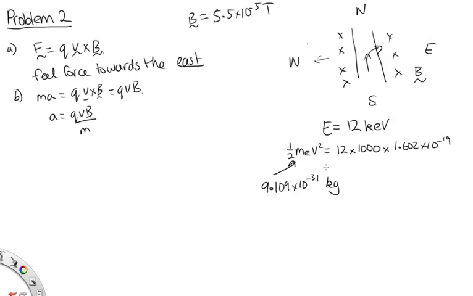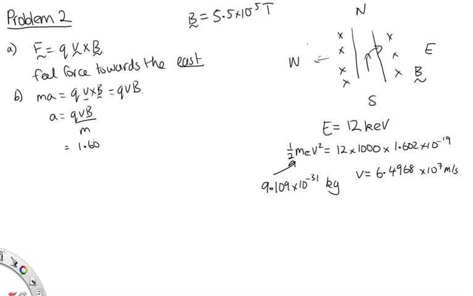So substituting this number in and solving for V, we end up with V is equal to 6.4968 times 10 to the 7 meters per second. Okay, now we can substitute everything in here.